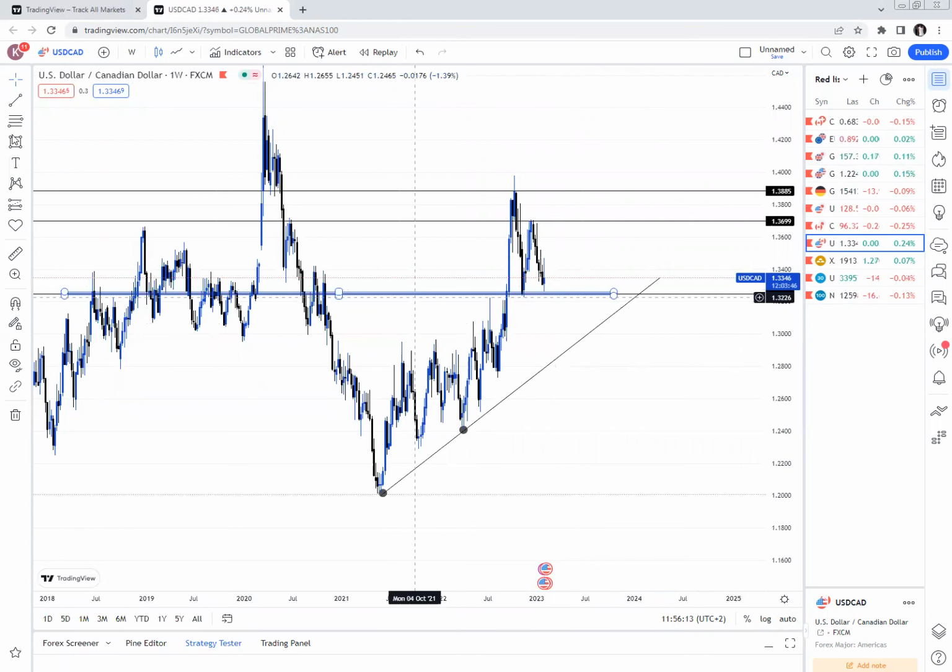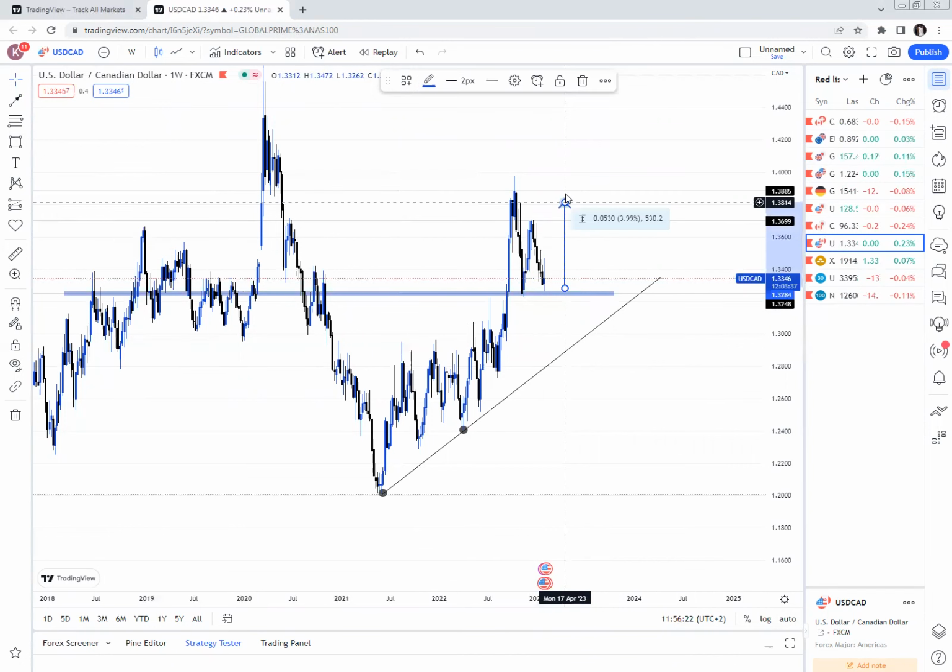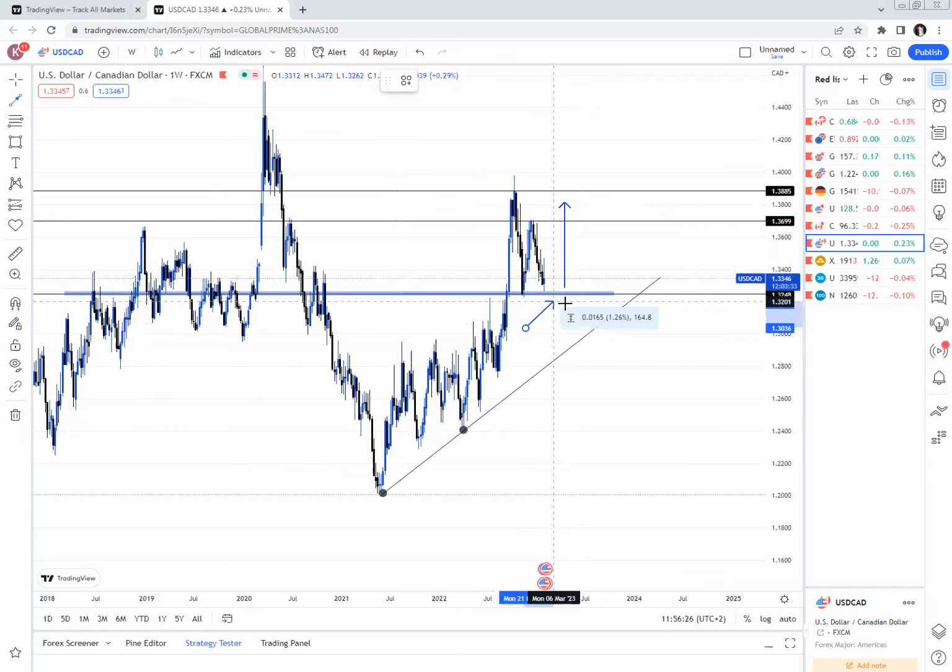Understand? So what I'm expecting here for now, using these bigger time frames, is that on NFP I'm expecting a buy. And the reason why is because it's currently playing around the support zone there. So that's the reason why I'm saying I'm expecting a buy.